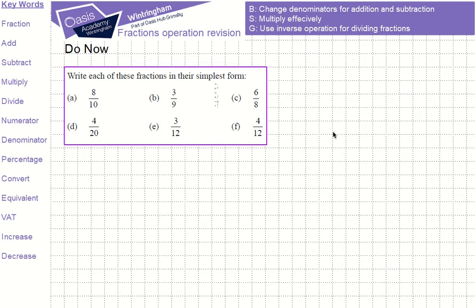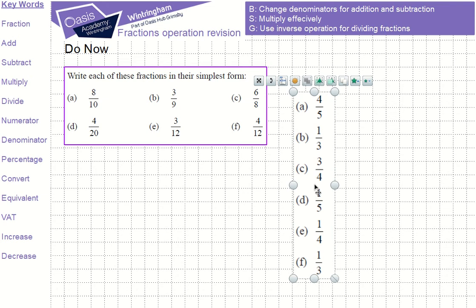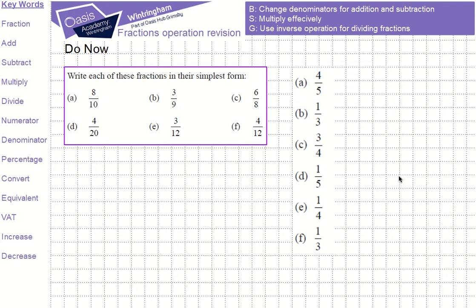So for the do now, write down the questions that are on the screen now and have a go at putting those fractions in their simplest form. Pause the video while you have a go and then press play when you're ready to see the answers. Okay, the answers are on the screen, mark those, and then we'll move on to the outcomes of this lesson.